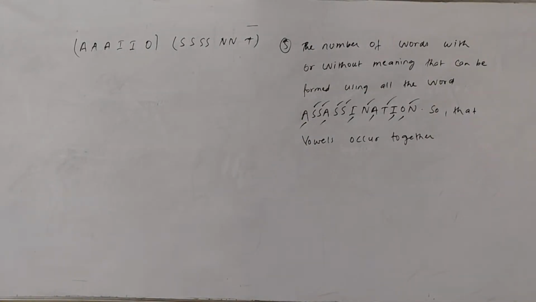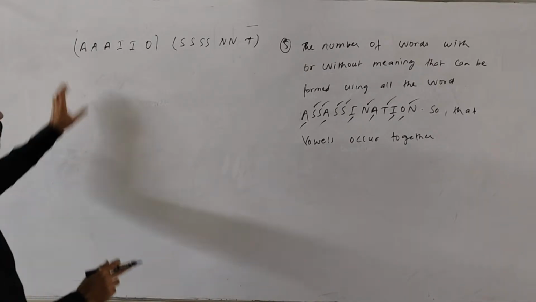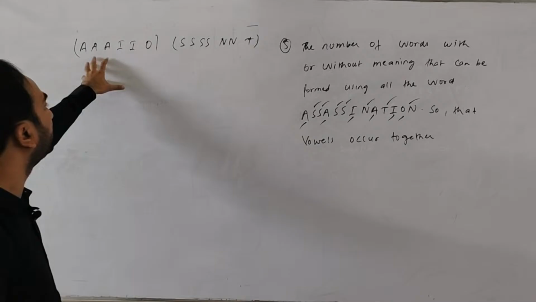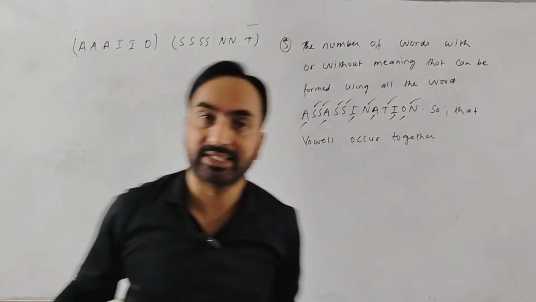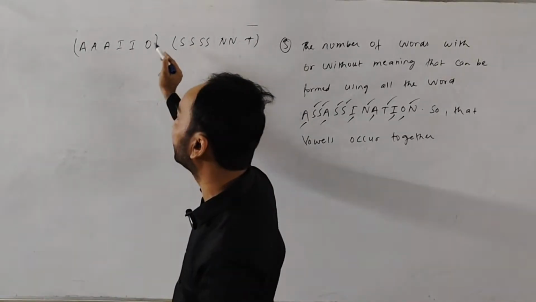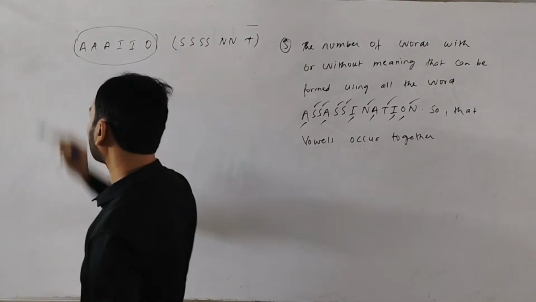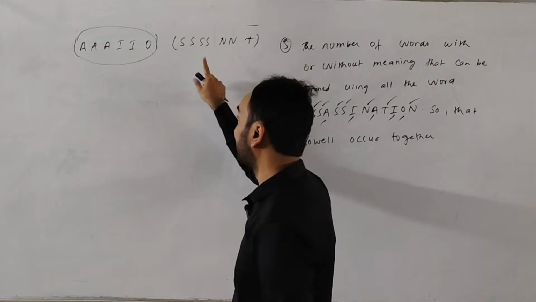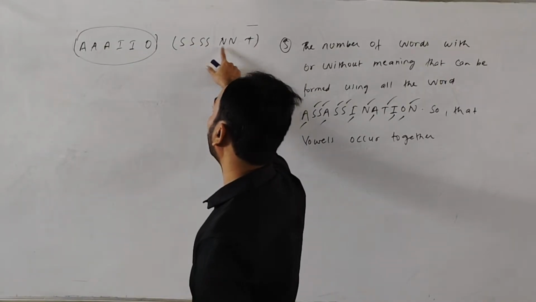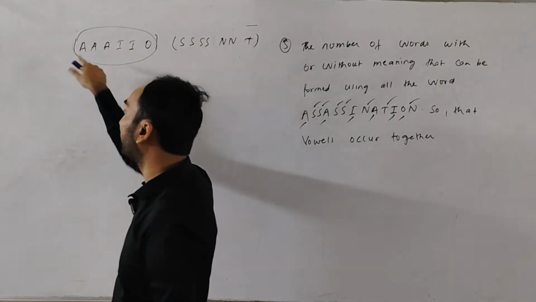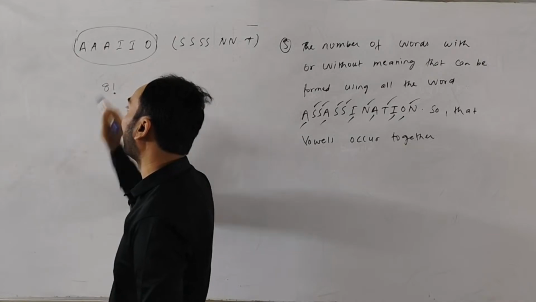Now, when the vowels are occurring together, we want these vowels to occur together. So what we'll do, we will count them as 1 unit, same as the previous question we have done. Whenever they say they want it together, count it as 1 unit. So this will be counted separately as 1, 2, 3, 4, 5, 6, 7, and this as 1 unit. So it will be 8 factorial.